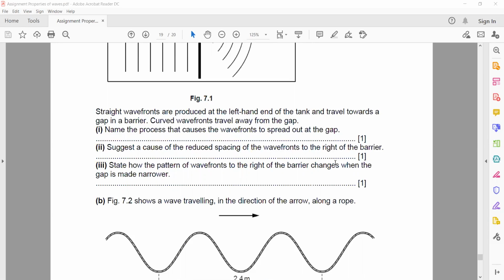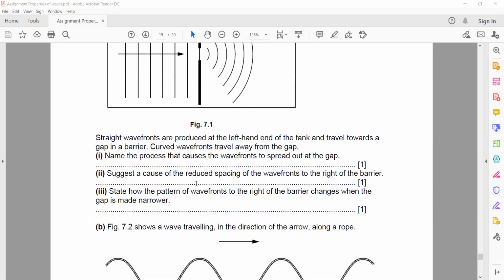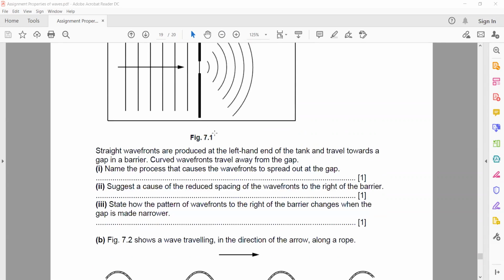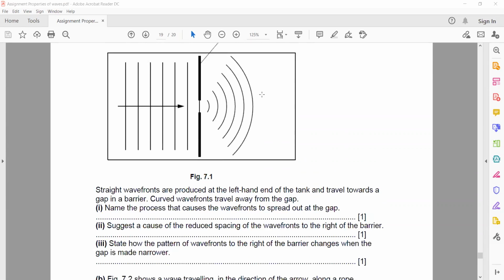State how the pattern of the wavefront on the right hand side changes when the gap is made narrower. If we further reduce the gap, it will have a large diffraction, or increased diffraction.